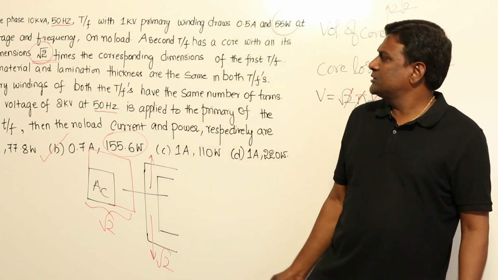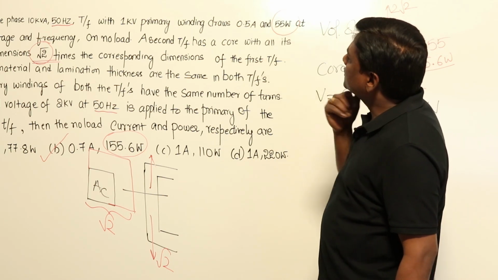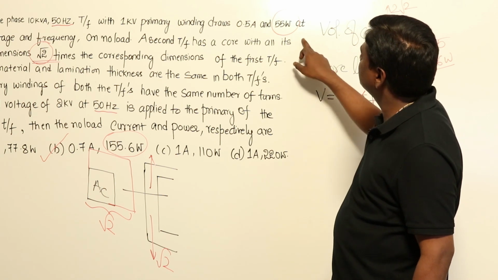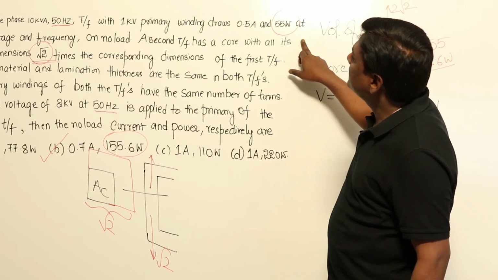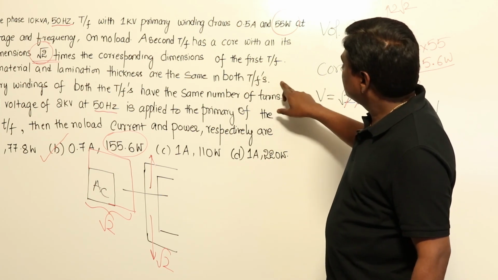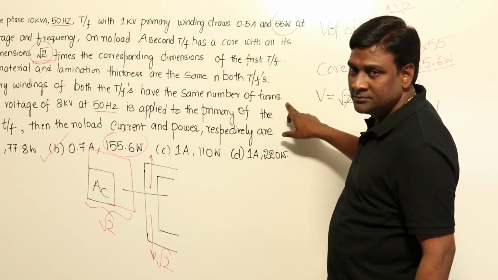Now read the question. A single phase 10 kV, 50 Hz transformer with 1 kV primary winding draws 0.5 amperes, 55 watts at rated voltage, rated frequency. The second transformer has dimensions √2 times, and the core material and lamination thickness are the same. The primary windings of both the transformers have the same number of turns.